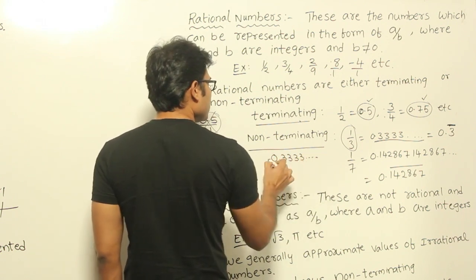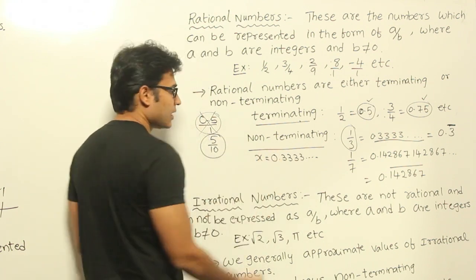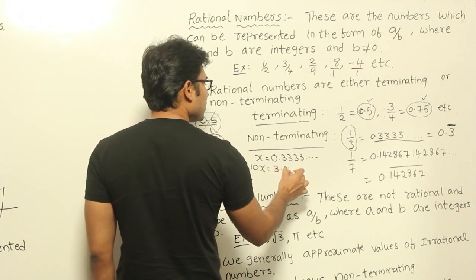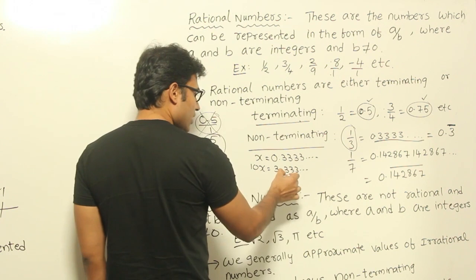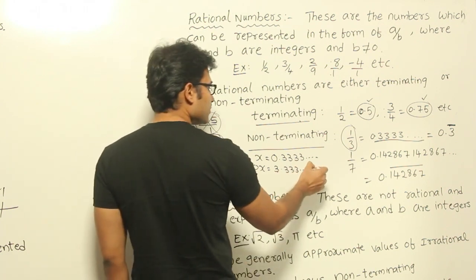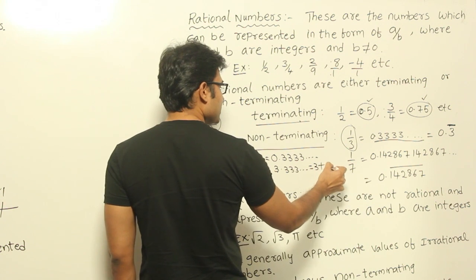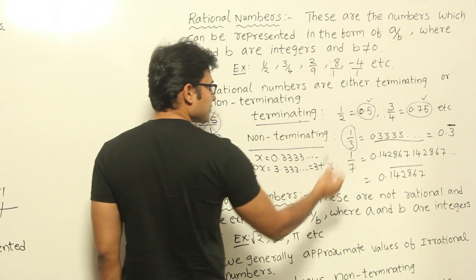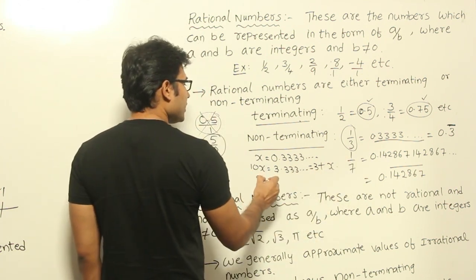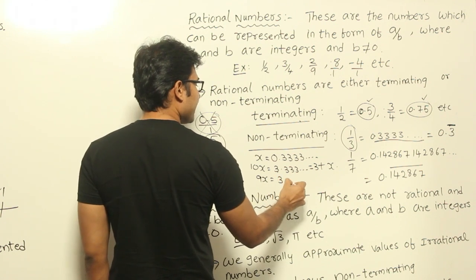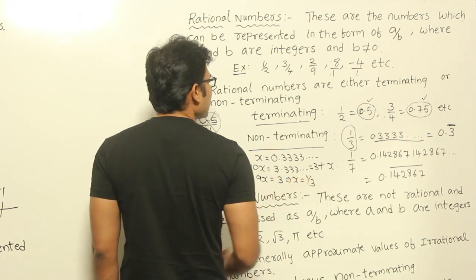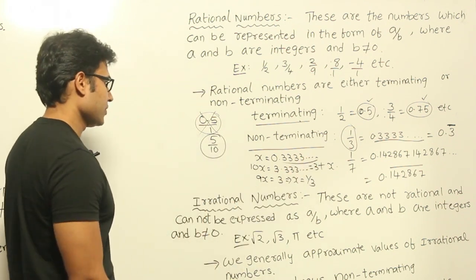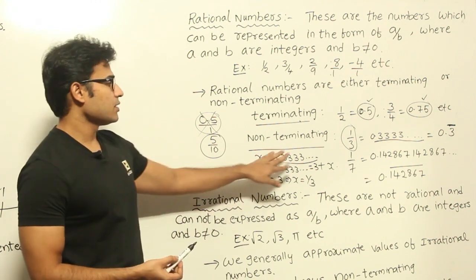0.3333 and so on. Let us assume that it is equal to x, right? Let me multiply by 10 on both sides. Then what do I get? 10x equal to 3.333 and so on. Now this 3.333 and so on, I could write as 3 plus 0.333 and so on, isn't it? Now that could be written as x, right? Now what do you get? 9x is equal to 3. Now x is equal to 1 by 3. Therefore, whenever a number is a non-terminating rational number, then you could somehow write it in terms of p by q.